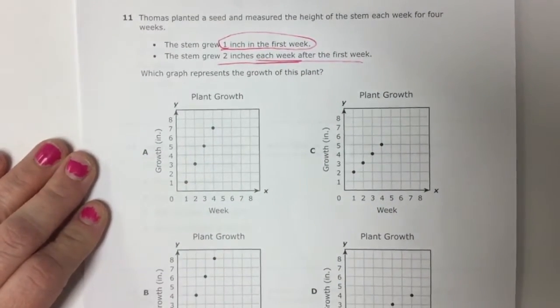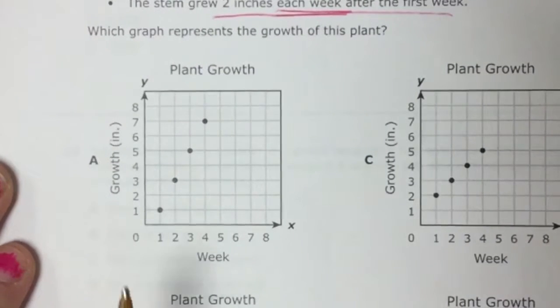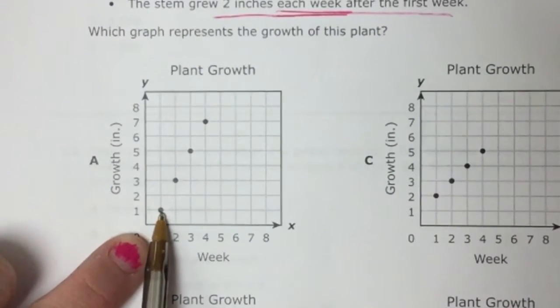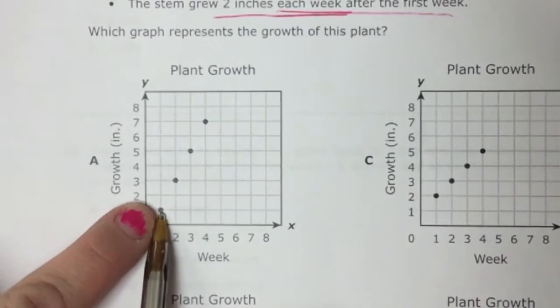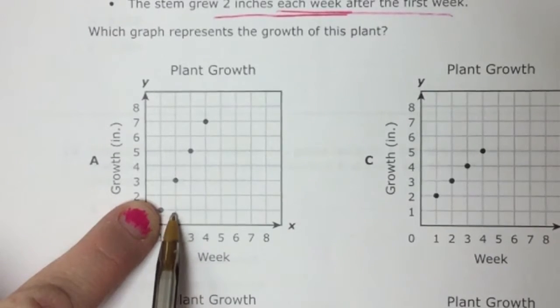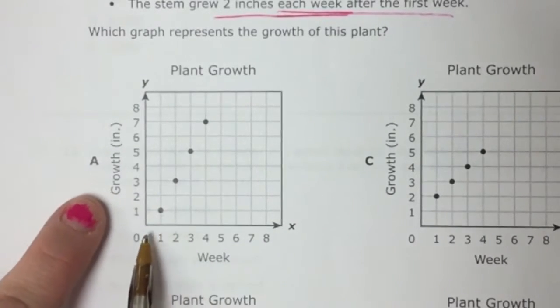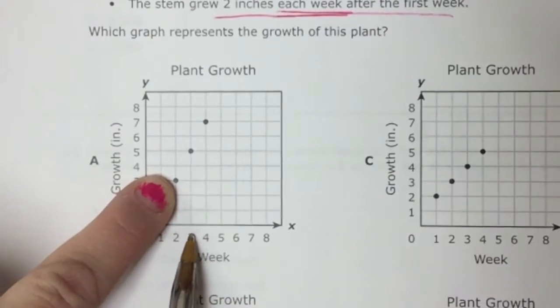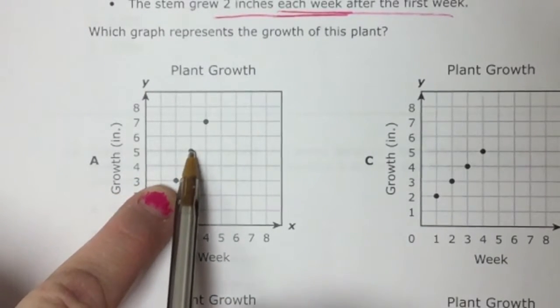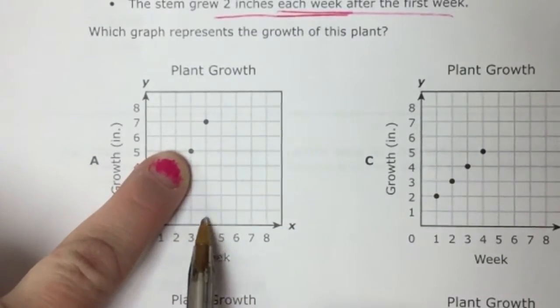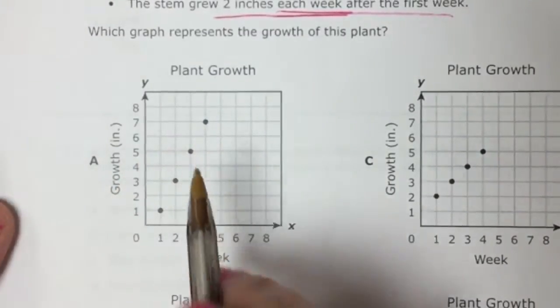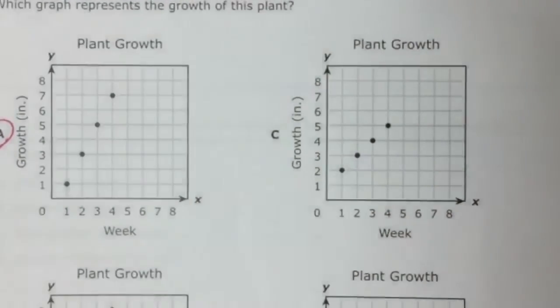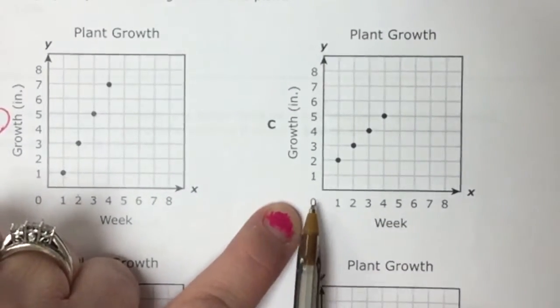All right, so we have to look at the charts here. So week 1, it grew 1 inch. Week 2, it grew 2 more inches, right? So 1, 2, 3. Week 3, it would have gone 2 more, which would have been 5. Week 4 would have gone 2 more, which would have been 7. So there's my answer.